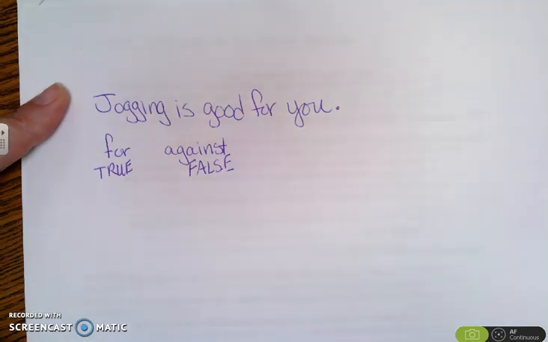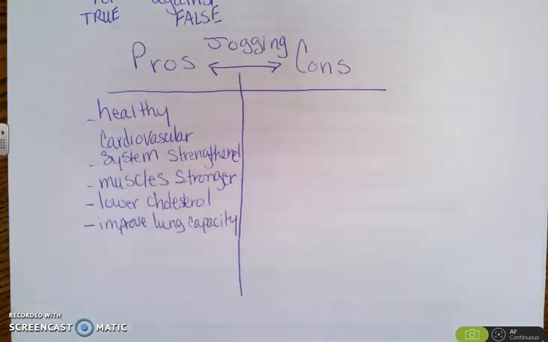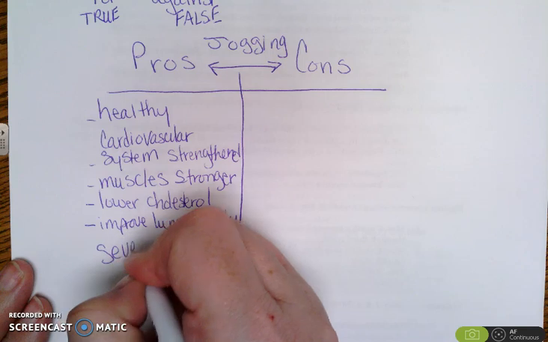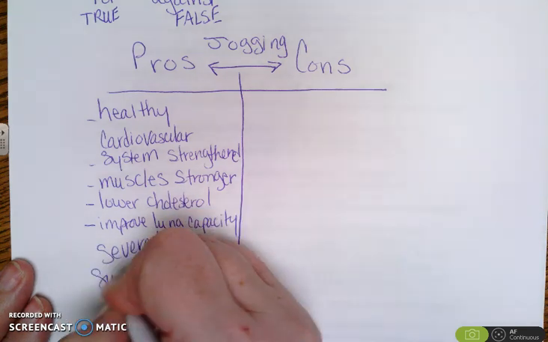Once you've done that, you need to have supporting reasons. This is where the pros and cons list comes in. So, now I'm on my pros and cons. I have jogging. I need to have the pros of jogging as well as the cons. You can see I have healthy, cardiovascular system strengthened, muscles stronger, lower cholesterol, improved lung capacity, and I can keep going and going and going. You should have several supporting statements.